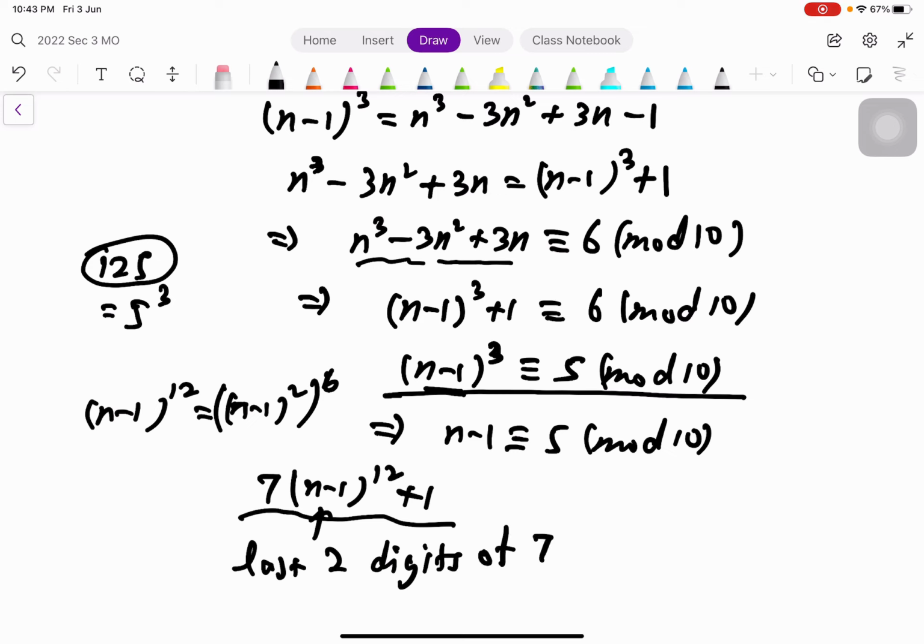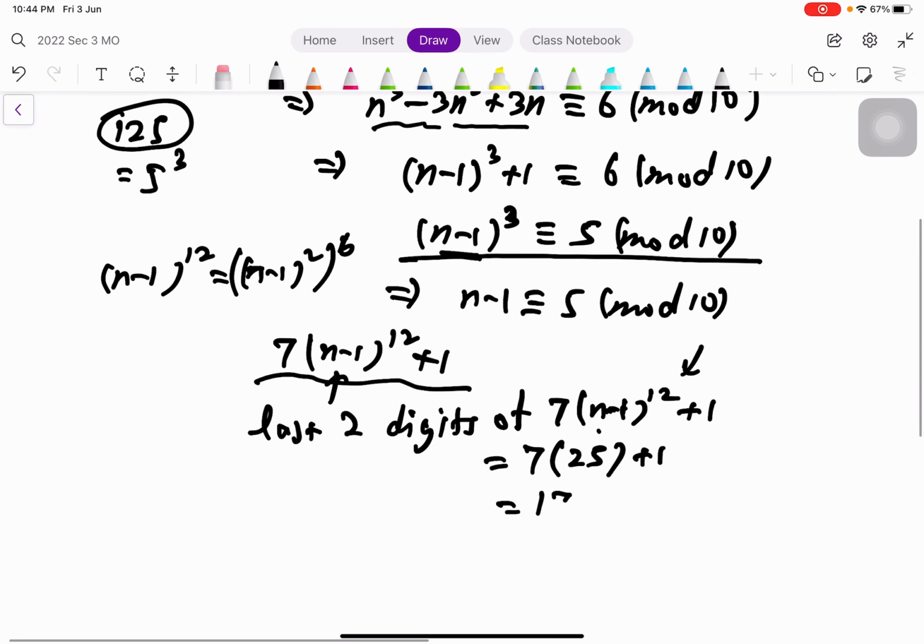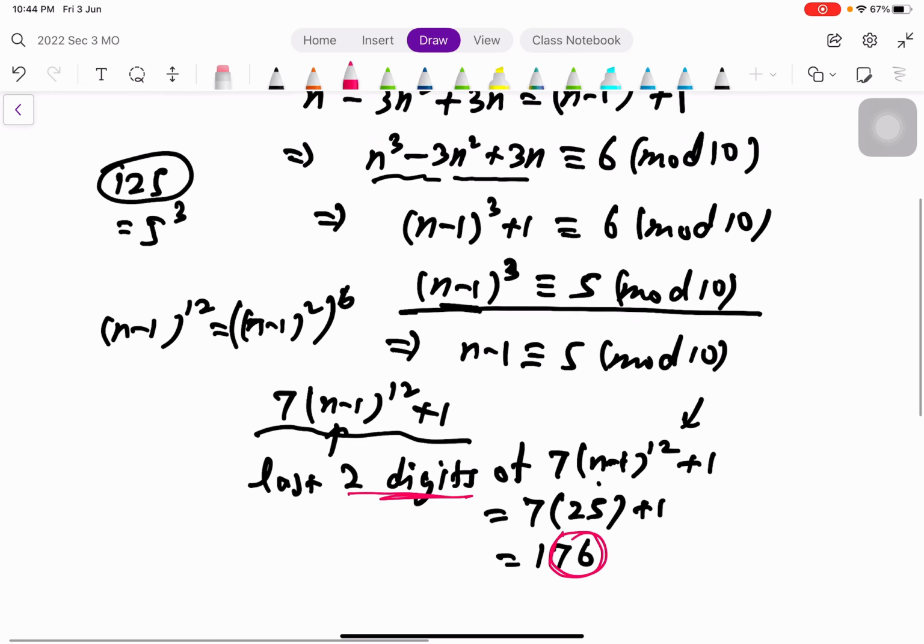of 7 times (n minus 1) to the power of 12 plus 1, right? It is actually equal to 7 times, because this is an even power, the last two digits will be 25. Right? And then plus 1. And in that case, you will get 176. Take note, I'm saying that you are finding the last two digits. Therefore, the last two digits is 76.